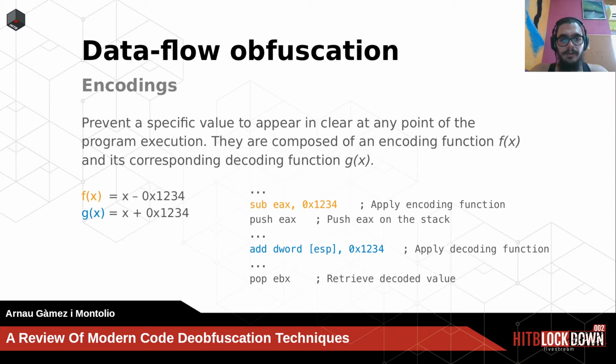So here we see the instruction sub EAX, 1234. We apply the f function, which is the encoding function. We push that value to the stack and do whatever we need with it. And when we need to retrieve the original value, we just have to apply the decoding function, in this case g, the instruction marked in blue in the assembly listing.